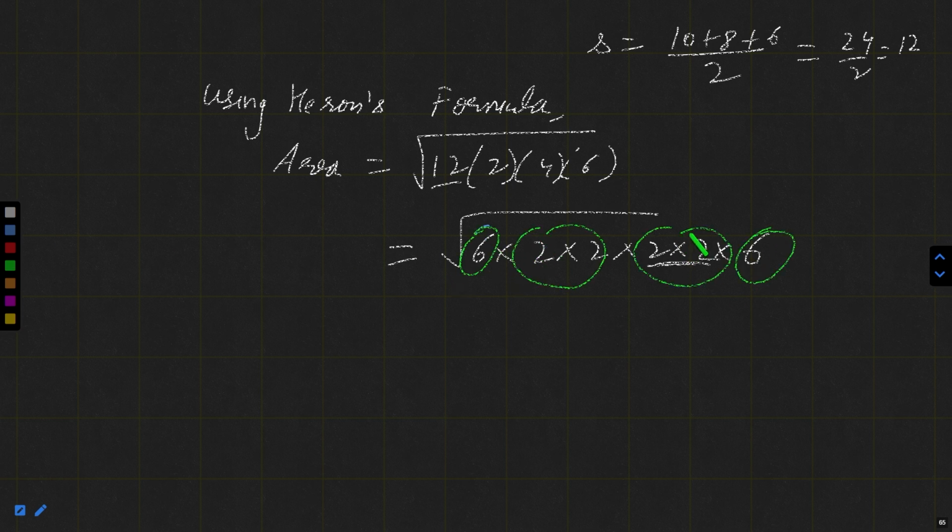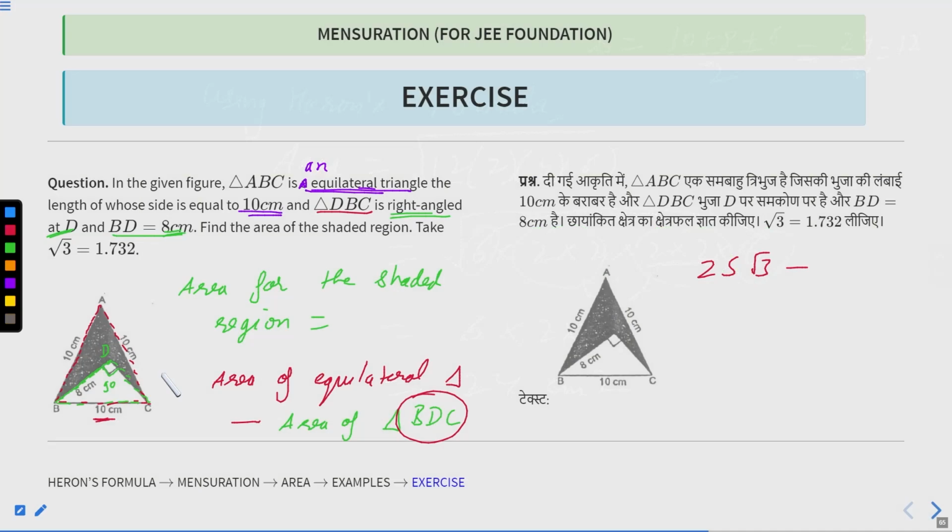So I can remove the root, because none of the terms will remain inside the root. So 6 comes out from this, 2 from this, and 2 from this. This will equal 24 centimeter square. So the green area is 24 centimeter square.